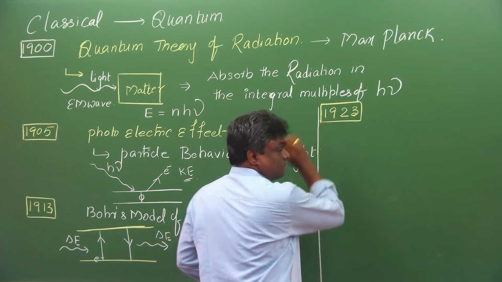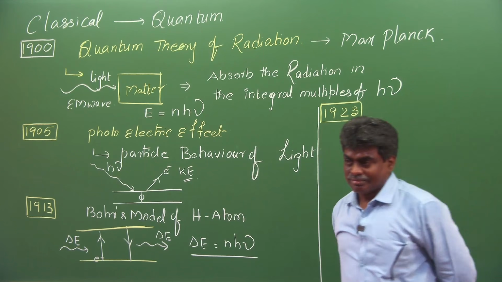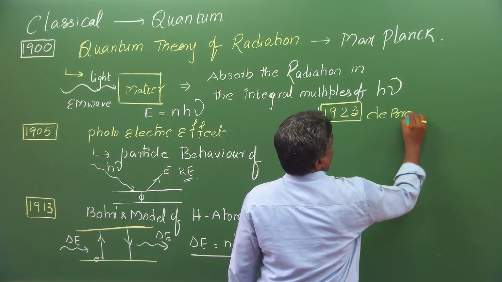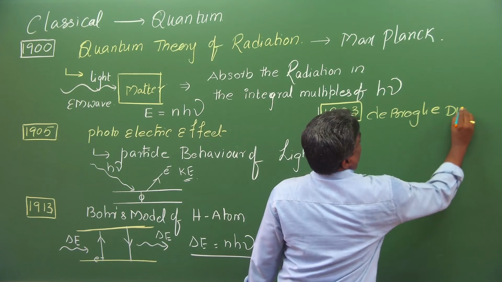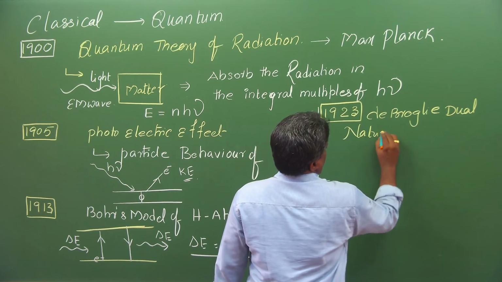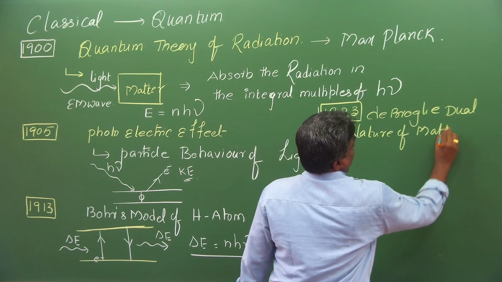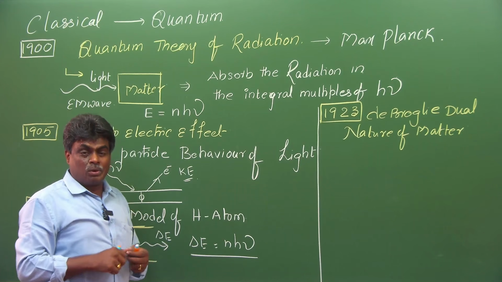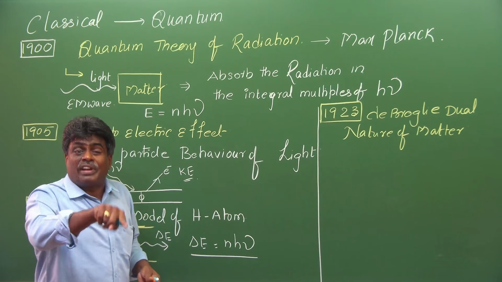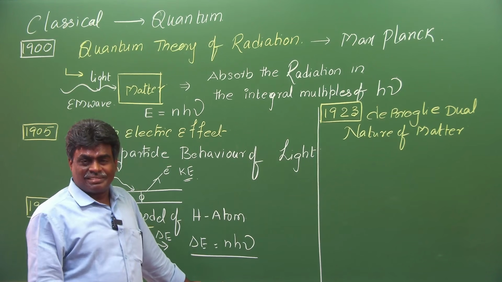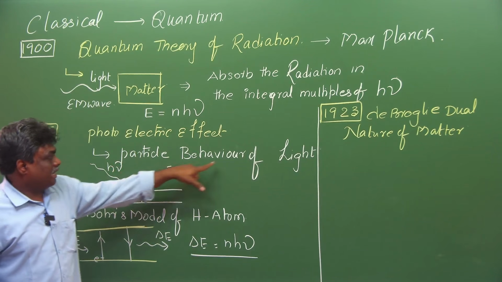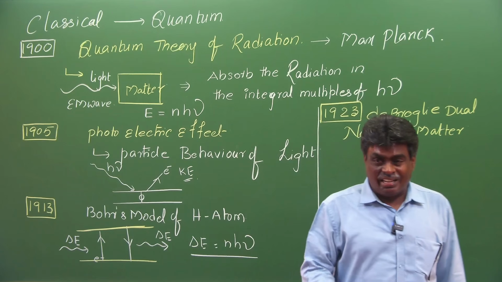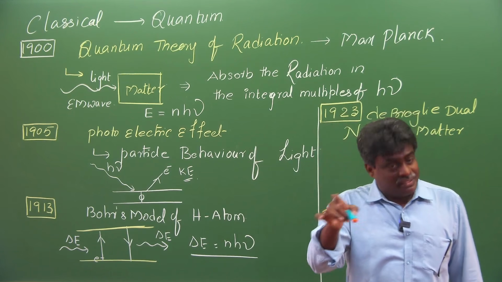And after that, 1923, this is the revolutionary change: de Broglie, dual nature of matter. So what did de Broglie say? Mr. Planck, Einstein and Bohr, you are talking about what? Dual nature of radiation, because all these are talking about the particle behavior of light. Then de Broglie said, not only light, matter also behaves like a wave.